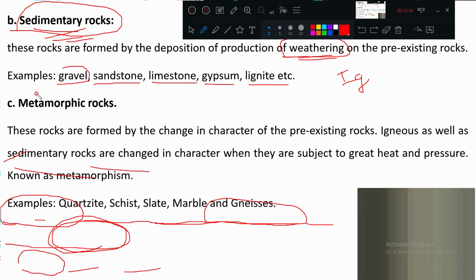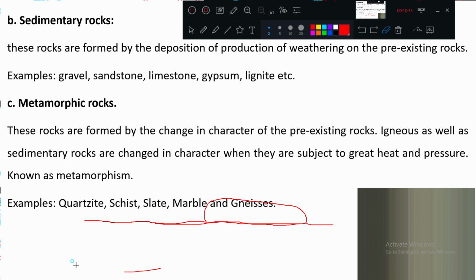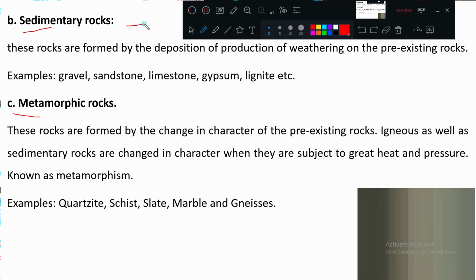Next is metamorphic rock. What do you mean by metamorphic rock? Maybe igneous rocks or maybe sedimentary rocks, if continuous heat and pressure is applied on those two rocks, after the application of heat and pressure, what will happen? They are converted into metamorphic rock. There will be a change in the character.